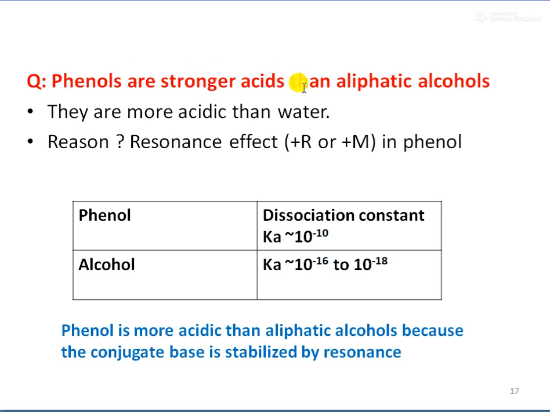Phenols are stronger acids than aliphatic alcohols. And the reason is, of course, the resonance effect in phenol, which makes the phenoxide ion more stable. As a result, the H plus is easily released when compared to the H plus present in aliphatic alcohols. And we have seen the dissociation constant values of phenol and common alcohols in this range. Phenol is more acidic than aliphatic alcohols because the conjugate base is resonance stabilized.